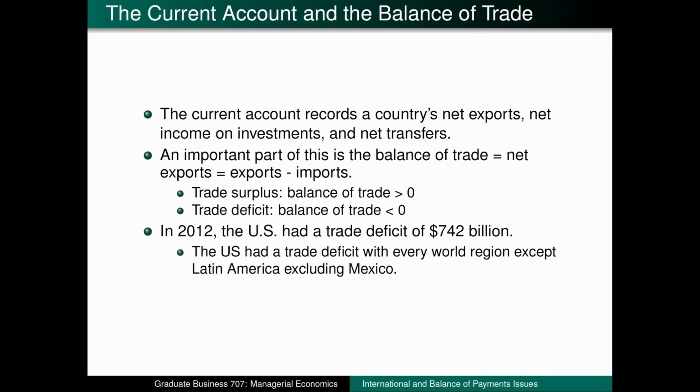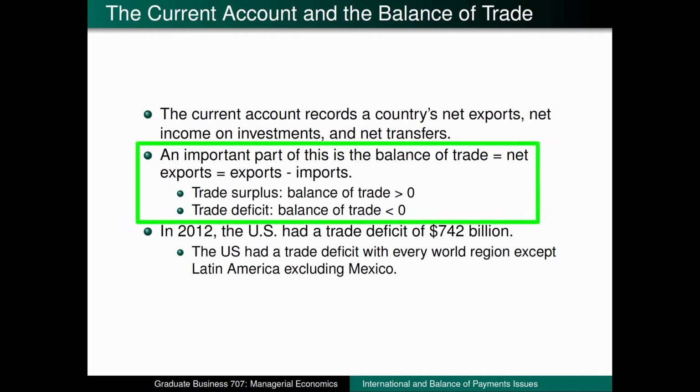Let's take a deeper dive into the first component of the current account method, which is balance of trade, or in other words, net exports. If we export more than we import, then we would have a positive value for balance of trade, or a trade surplus. However, we saw in the previous slide that the U.S. imported more than we exported in 2011, resulting in a trade deficit or a negative balance of trade.